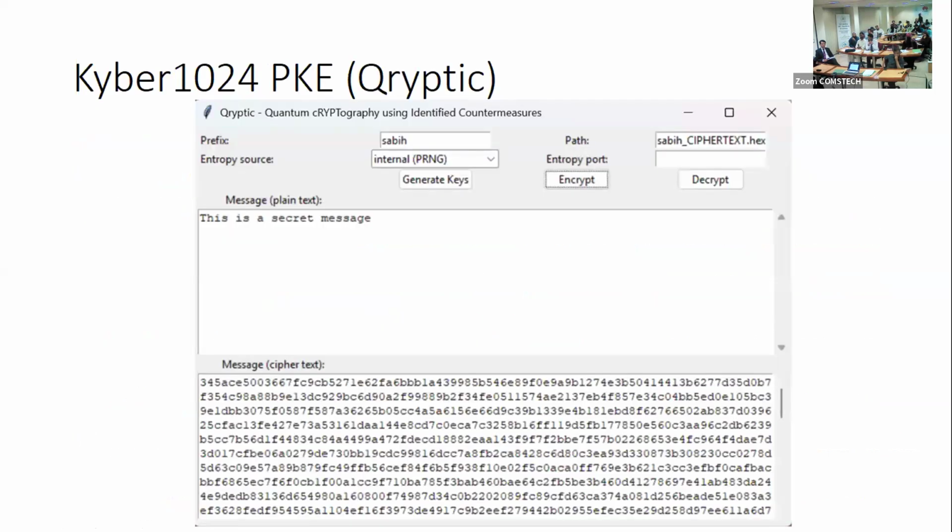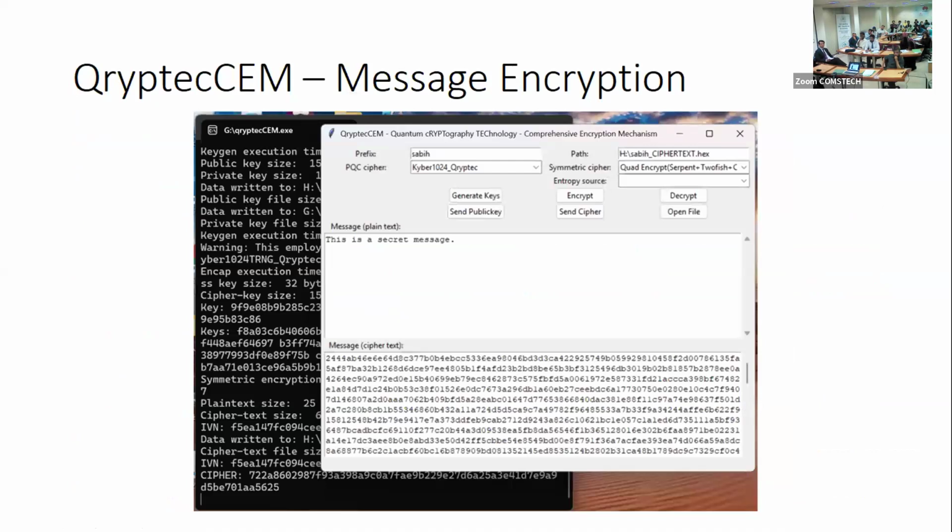Just a second. This is the first product we developed. This is called Cryptic, quantum cryptography using identified countermeasures. This is a public key encryption. This we developed in '23 when our collaboration started. Now this is the final version, which is one for message encryption.